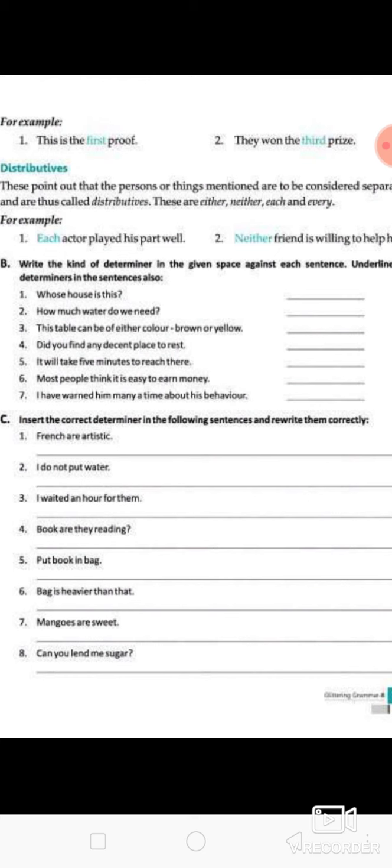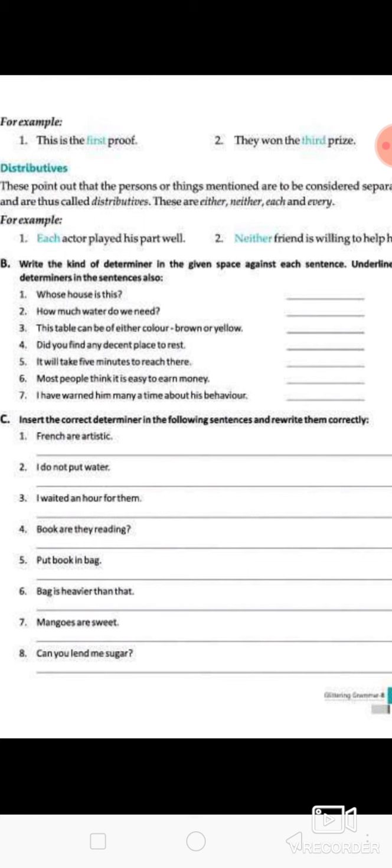There is an exercise for you now. You have to do both the questions B and C. In the first, you have to write the kind of determiner in the given space against each sentence. You can do it as oral practice. The second is to insert the correct determiners in the following sentences and rewrite them correctly.